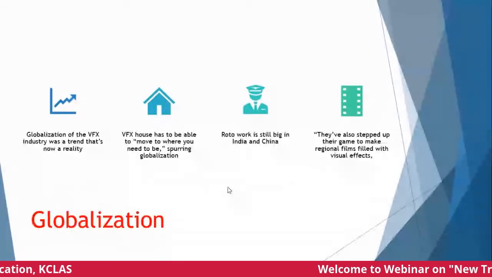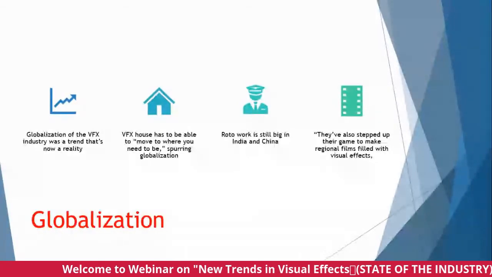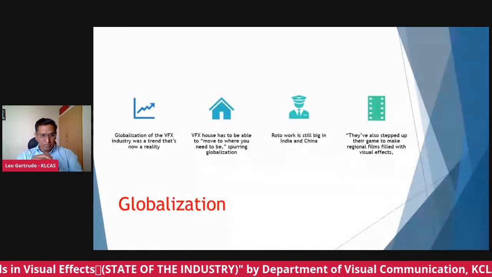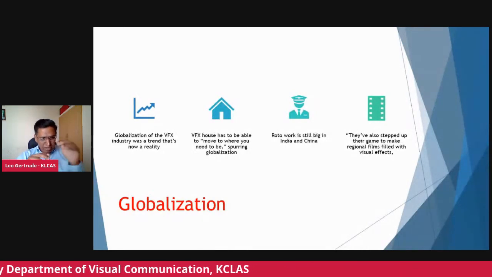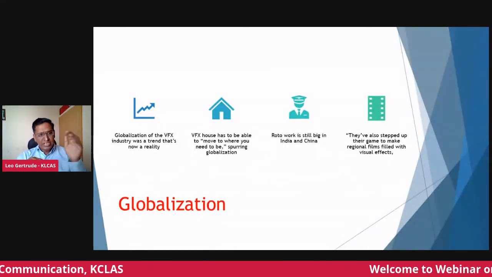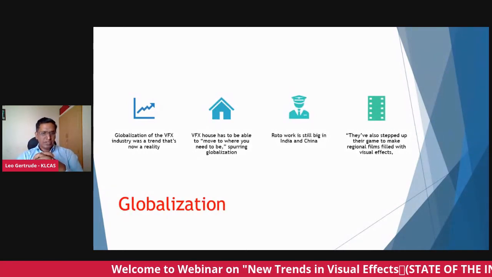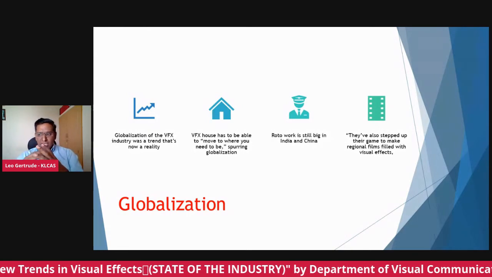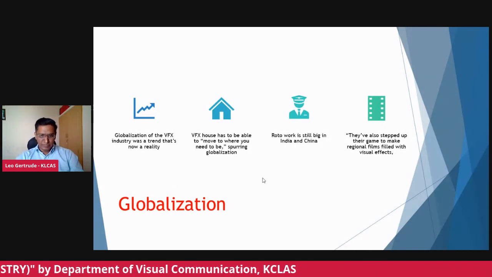Before, animation work used to go to Hong Kong, or possibly China or Canada. Now any rotoscopy work for the Tamil industry is done in Chennai. So globalization has helped, and it has made a huge difference to these industries.